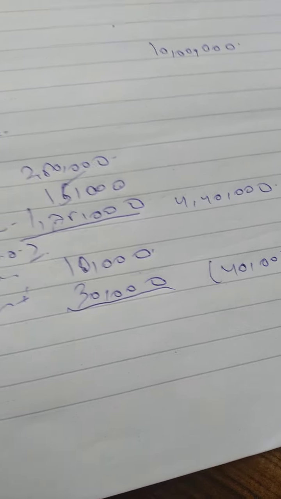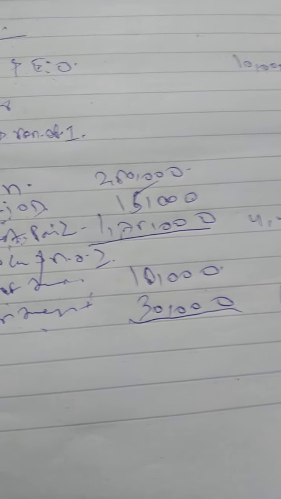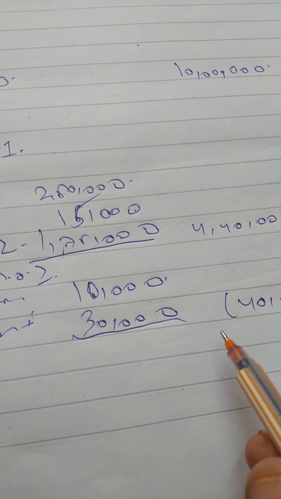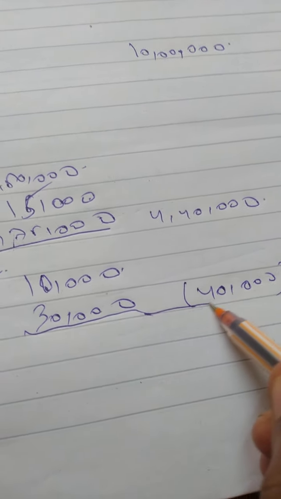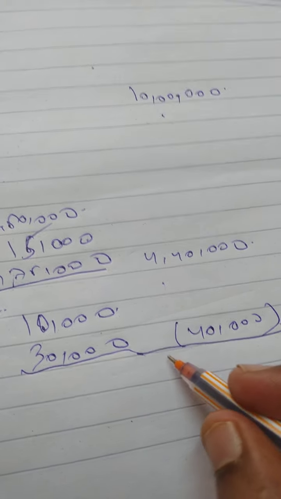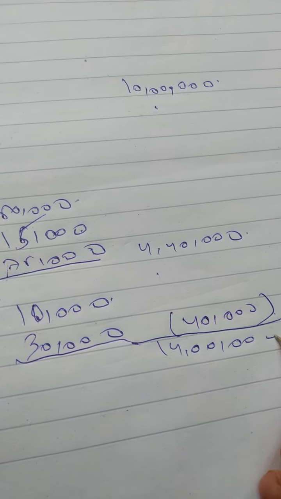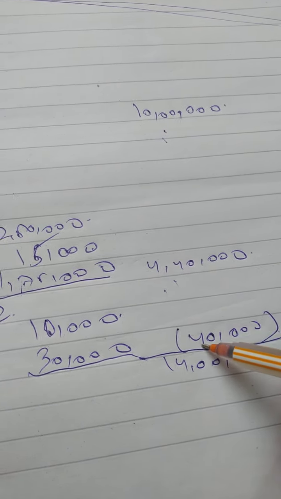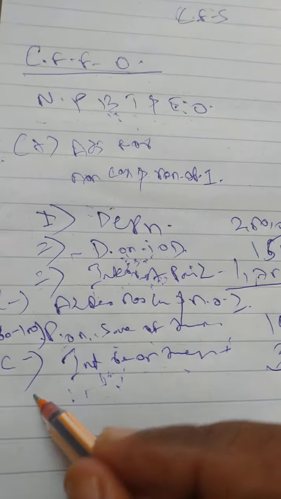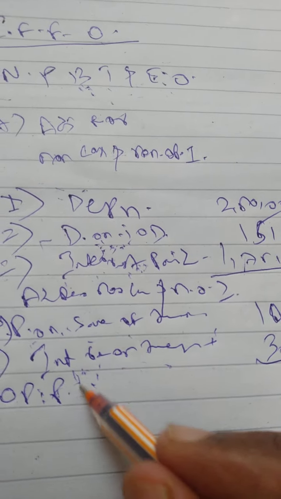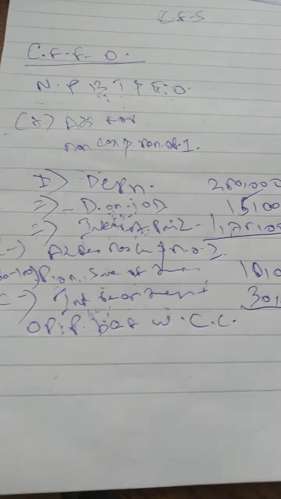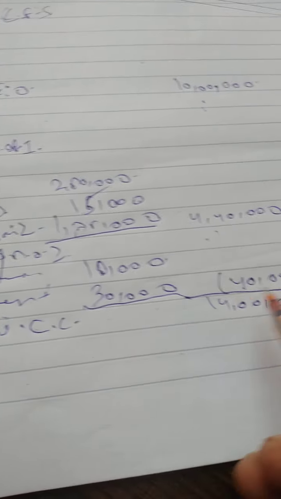Total 40,000. Okay. Then what else? This 40,000, sorry, not 40,000, the net figure: 10 lakh plus 4 lakh 40,000 minus 40,000 equal to 14 lakh. As per the format, this 14 lakh is called operating profit before working capital changes. All of you please go through our material format. Operating profit before working capital changes.